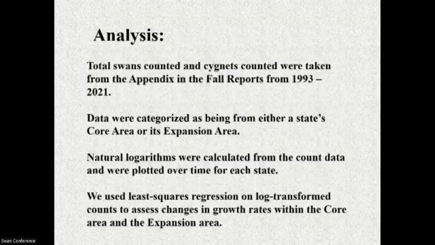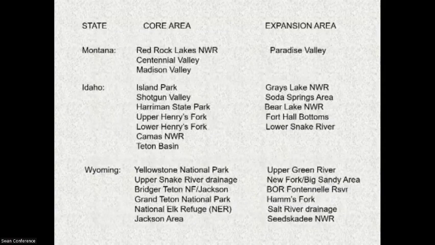Okay. For the analysis, I took the total number of swans and cygnets counted from the fall report. In the back of the fall report, we have an appendix with all the various subcategories or sub areas, and the data was categorized as being from either a state's core area or an expansion area. Natural logarithms were calculated from the count data and plotted over time for each state, and we used least squares regression. These are the various categories as they appear in the appendix that I felt were necessary for this analysis. This project is in its initial phase, and I'm just presenting phase one here.